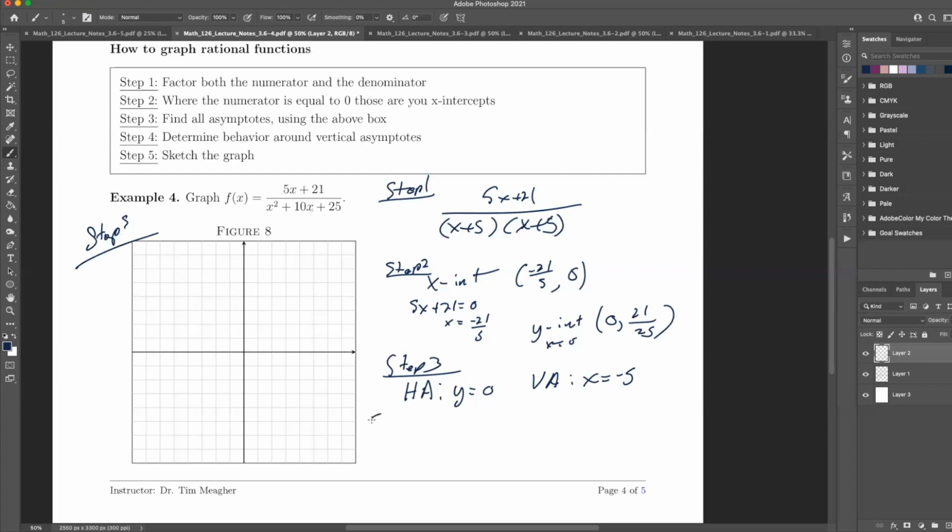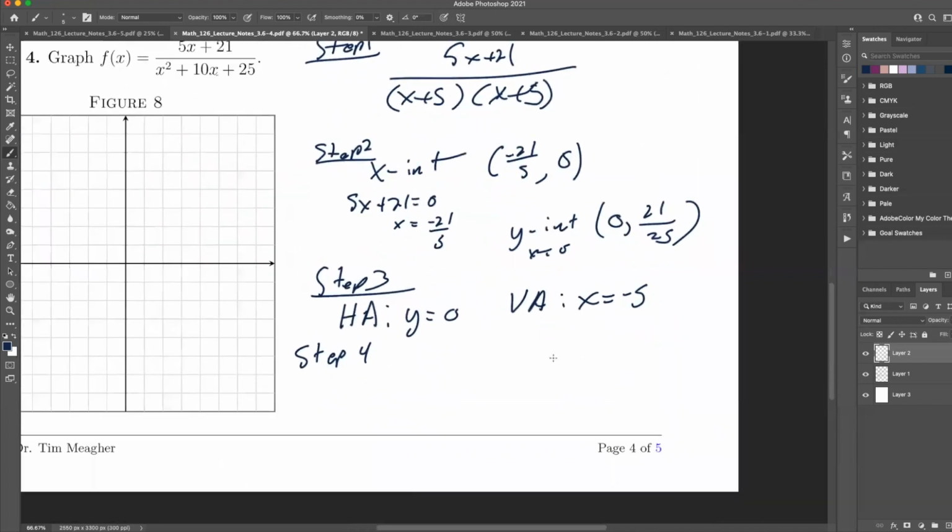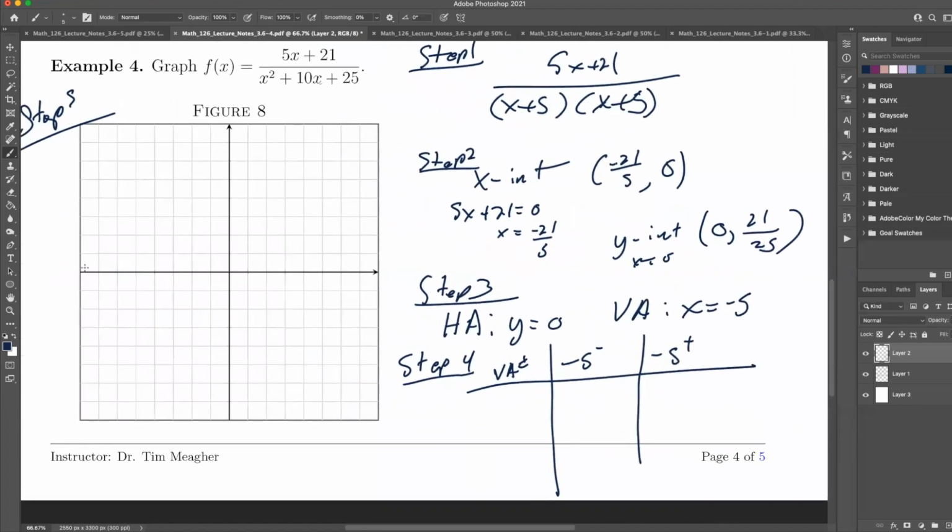I didn't leave myself too much room for step 4, but we'll go ahead and do this. So step 4. I'll show you how I do this. Let me zoom in just a little bit. We're going to take the vertical asymptotes and look at the plus and minus sides of them. My vertical asymptote here is -5, so I'm going to have -5 negative and -5 positive. That means I'm going to look at coming into -5 from the plus and minus sides. Let me do that over here.